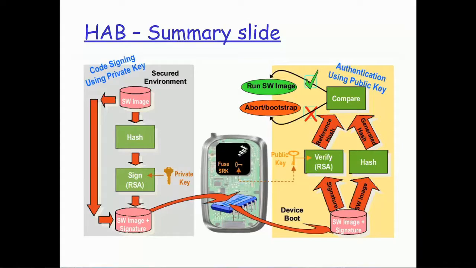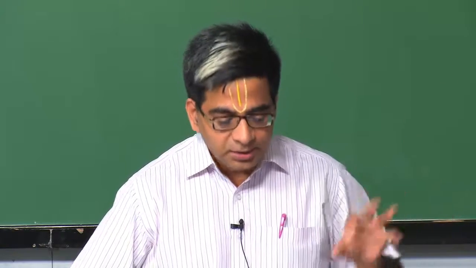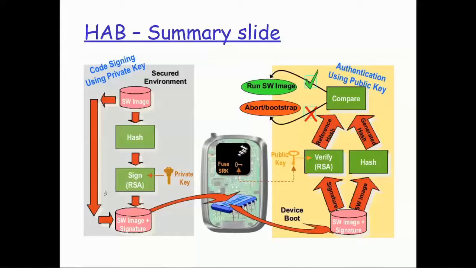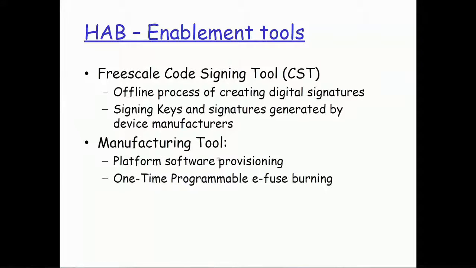I generate the keys, I edit some files, and after those files are edited I run a command as part of this code signing tool. This entire concatenated image, with my original executable contents and the signature, will be generated, and I flash it onto my device. Now, what do I use for flashing it onto my device? That is my manufacturing tool. This manufacturing tool will flash the signed image that my CST tool has generated.